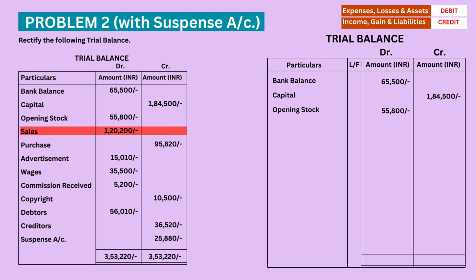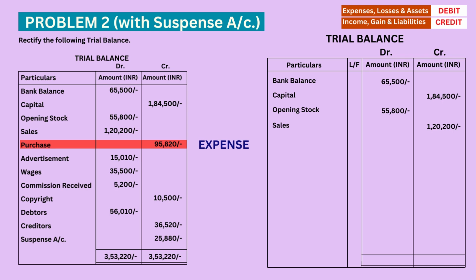Sales at the debit side. As you know, sales is an income, and as per rule, income will be at the credit side. Here it is in debit side by mistake. We shall rectify the same. Purchase at the credit side. Again, purchase is an expense and will be debited, but here it is at the credit side. Incorrect. We shall rectify the same and will write at the debit side.